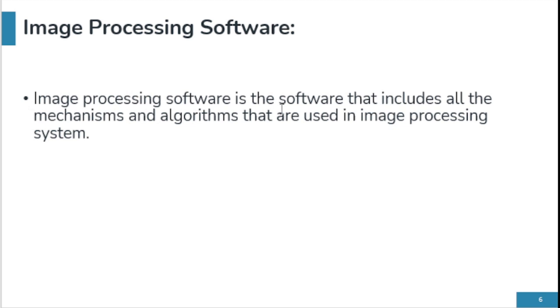Image processing software is software that includes all the mechanisms and algorithms that are used in image processing systems. So it processes the image by using its algorithms and its mechanisms.